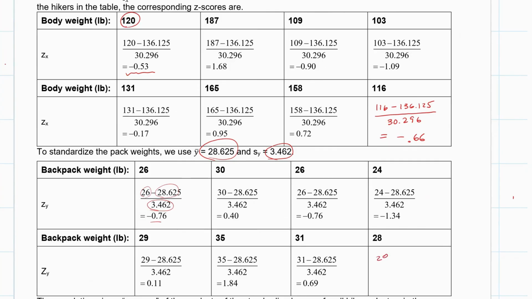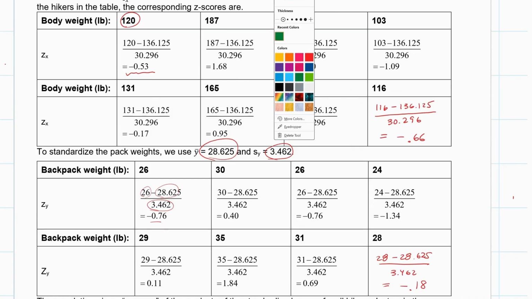That's 28 minus 28.625 divided by 3.462. And if we do that calculation, we end up with negative 0.18. Oh, take a look at that. Let me just highlight that in green.